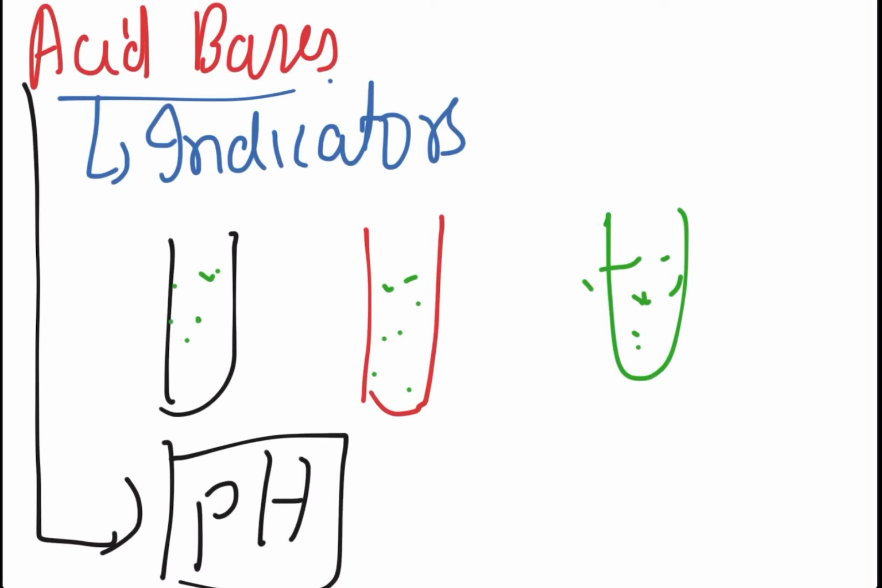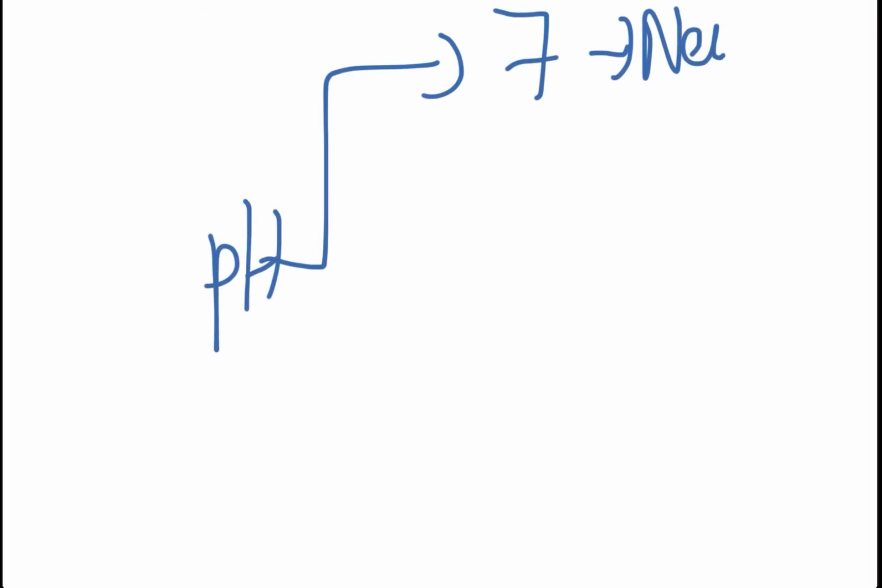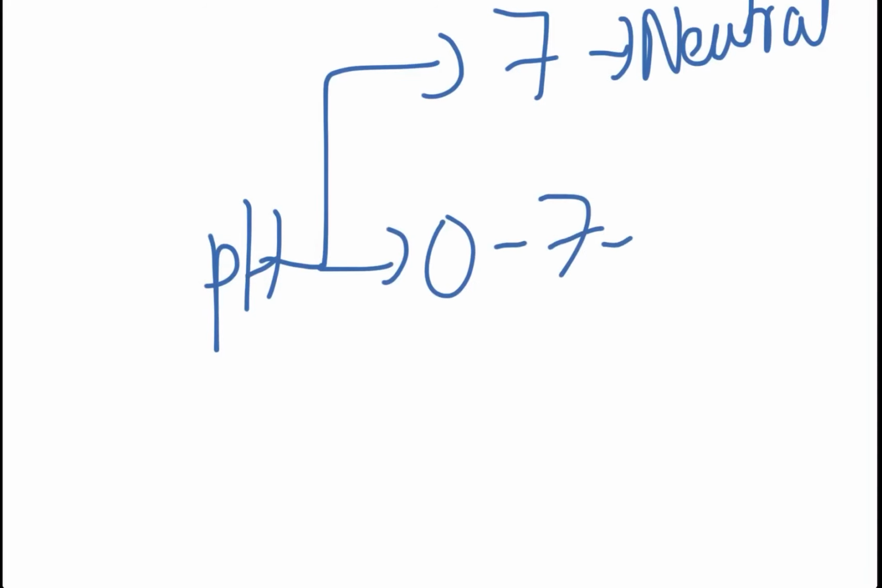Then we are asked a question regarding pH almost every year. Potence of hydrogen. Now pH is a measure of acidity of a solution. If pH has the value of 7, that means the solution is neutral. If it is 0 to 7, it is acidic. Most acidic is between 0 to 3. The lower the value, the more acidic it is.